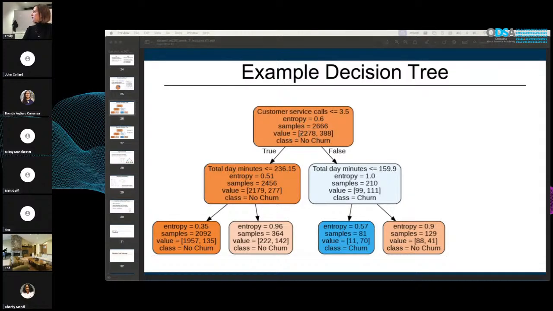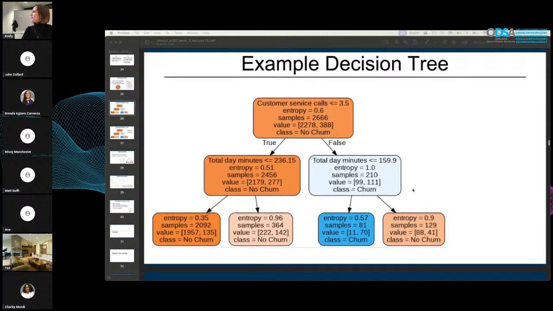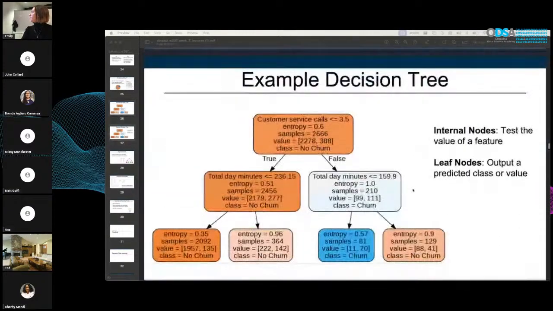A really important concept to remember is that if this says it's true here, it's taking the subset of data that meet that criteria, where the customer service calls are less than or equal to 3.5, and passing it to this node. And where total day minutes are less than or equal to 23.15, it's passing it to this node. So now each of these nodes have a subset of the data. They do not have the entire data set. That's the recursion piece there.